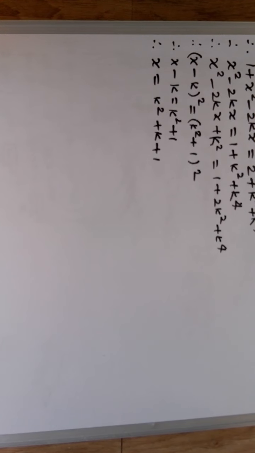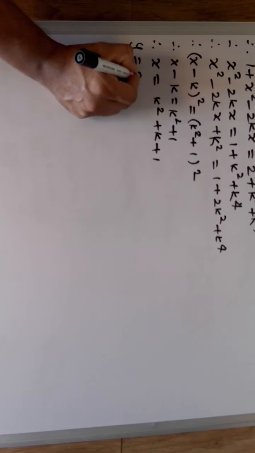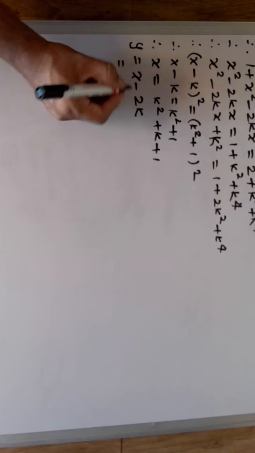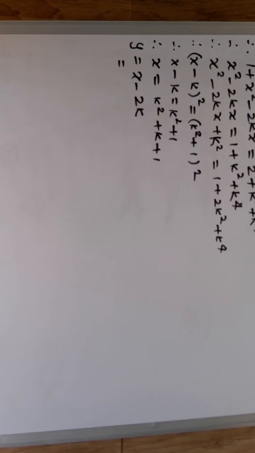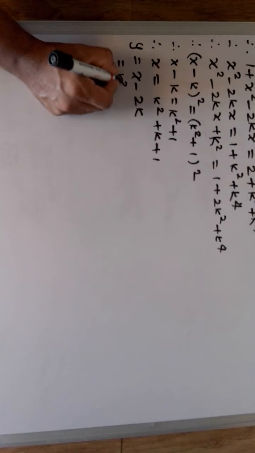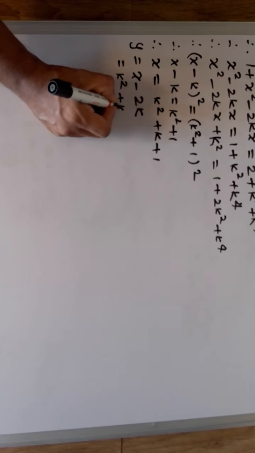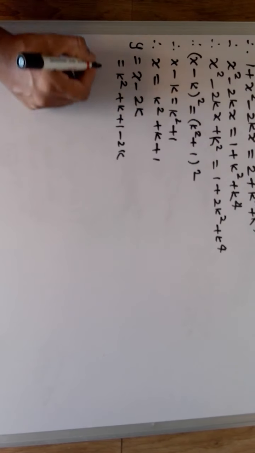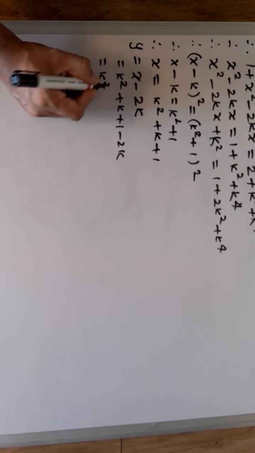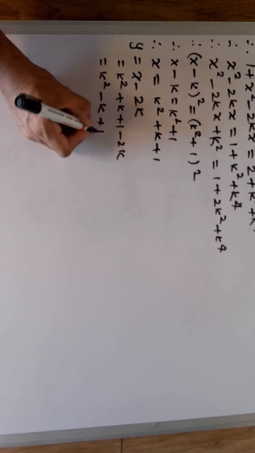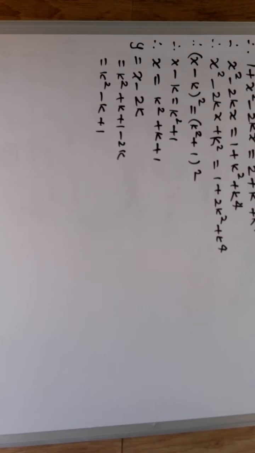because the value of x is nothing but 2k plus y. So here the value of y is equal to x minus 2k. So that is nothing but x minus 2k, means k square plus k plus 1 minus 2k. So you get here k square minus k plus 1. This is your value of y. Okay, so now you got the values of x and y.